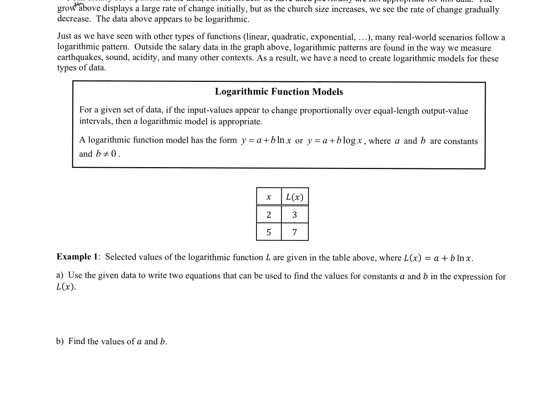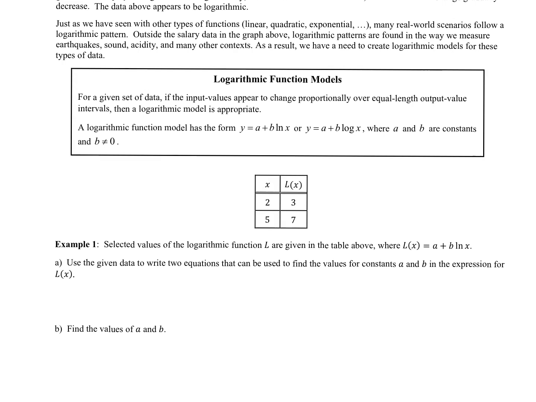For a given set of data, if the input values appear to change proportionally over equal length output value intervals, then a logarithmic model is appropriate. All right, so I'm going to stop there. You probably want to understand this definition. When we're given a set of tables or something, we need to understand that lingo. So our inputs are proportional, our outputs are linear.